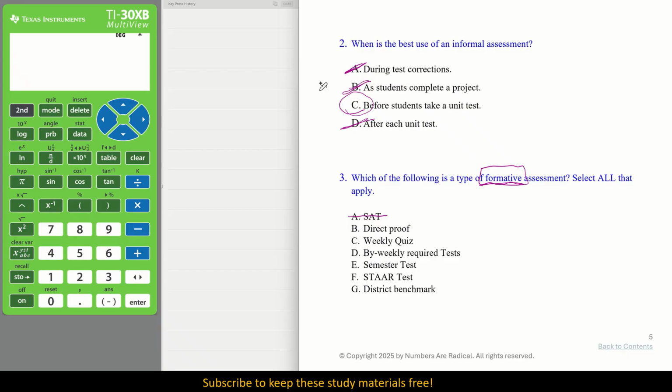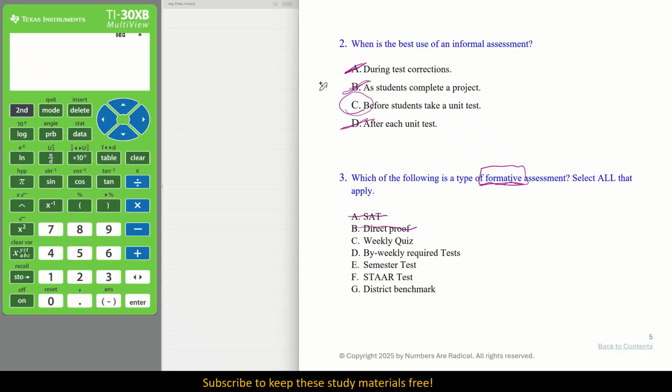Now, what about a direct proof? Well, that would be a formal situation after they've learned. So I wouldn't agree with that one. A weekly quiz. Oh, absolutely. That would tell you as you go every week, how are we doing? Yeah, you might take a grade on it, but it's more for your information. It's not something you're going to formally pass on to administration.